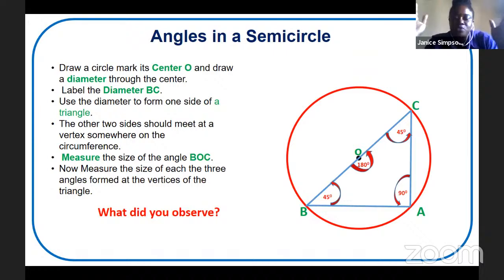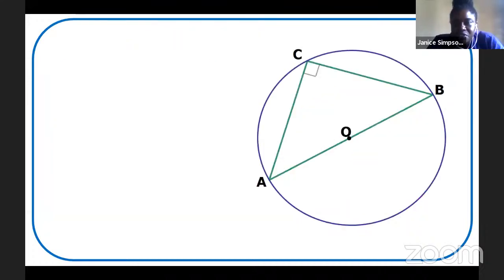All right, so here it is. What did you observe? We want to hear the observations as quickly as possible because we want to make sure that we go through everything with you this afternoon. So the angle standing on the diameter and on the circumference is equal to 90 degrees. All right, so good. The angle standing on the diameter touches the circumference of the circle, and that angle formed at the circumference measures 90 degrees. And BOC is a straight angle, good.